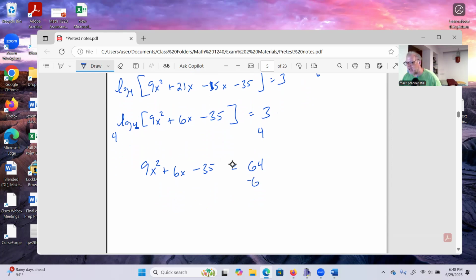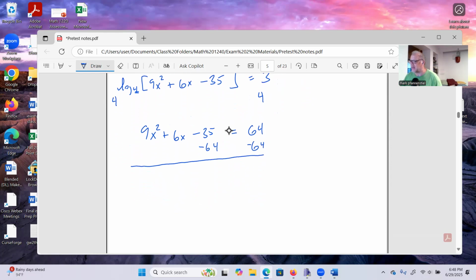We're going to go ahead and subtract 64 from both sides, because every time I do a problem like this, I would really love to have a 0 on one side. That helps you if you're going to use the quadratic formula, because one side has to be 0 for us to use that. So we have 9x squared plus 6x, and negative 35 minus 64, which looks like we're going to have 99 here. That looks delightful. And that is equal to 0. Now I've got to go ahead and figure this out.